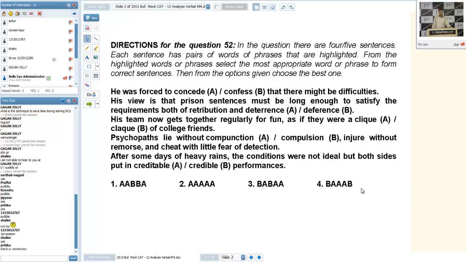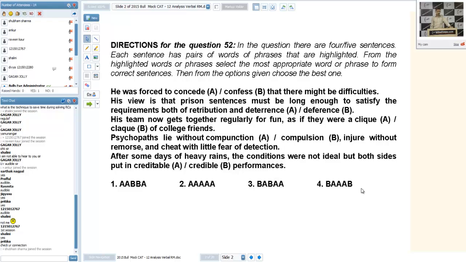The psychopaths lie without compunction, without regret. It's fine. It's not compulsion. That would not make any sense here. After some days of heavy rains, the conditions were not ideal, but both sides put in a creditable effort, not credible. Creditable is from credit. The base word is credit. Creditable means praiseworthy. So the answer to this question was the second, all A's. So the point is this, that if we manage to track 4 out of 5 correct, we are through. We can solve these kinds of questions.